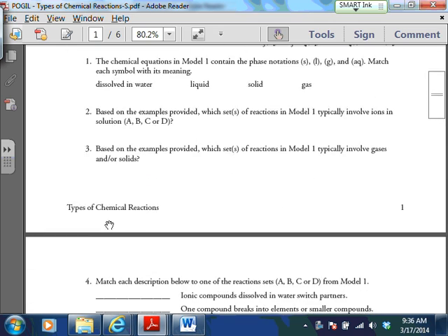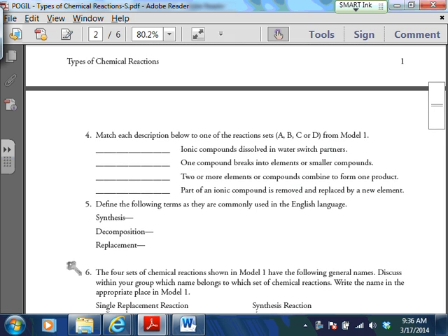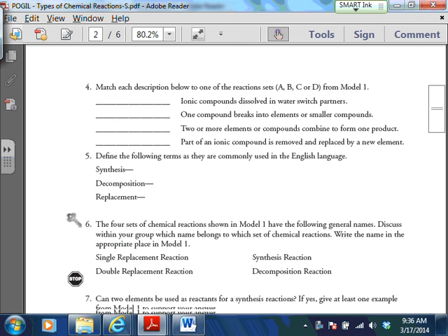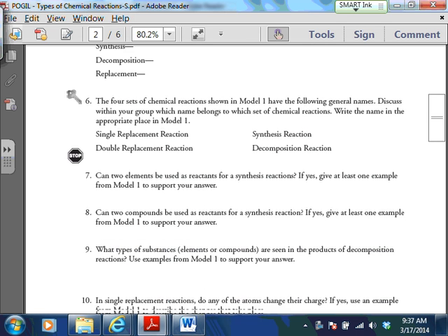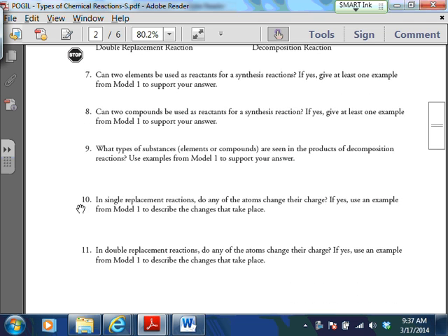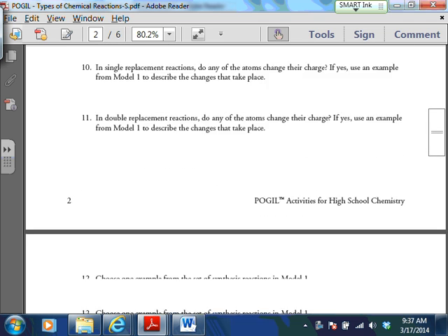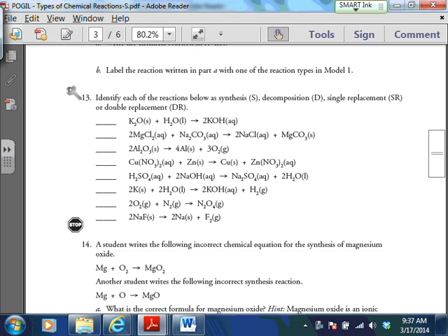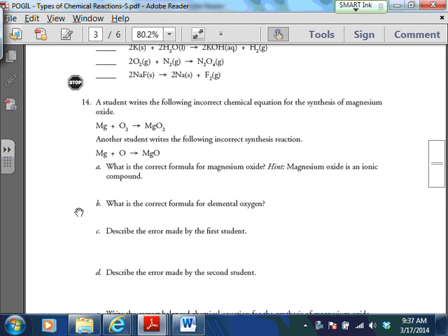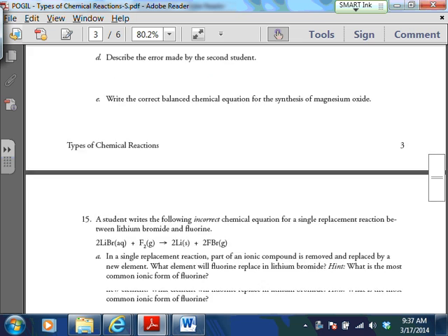let's see, where's the next question that involves double replacement? Okay, well, we kind of already talked about ionic compounds dissolved in water switch partners. That's double replacement, right? There are not as many questions about double replacement. Let me get there.